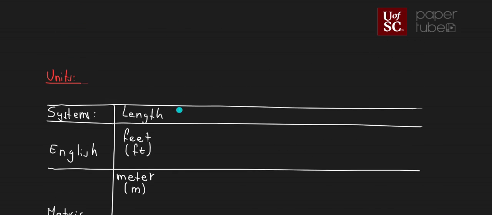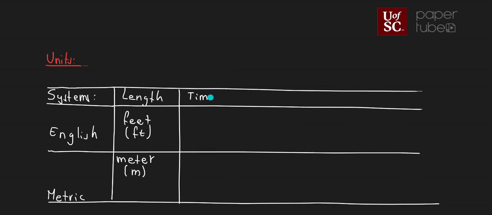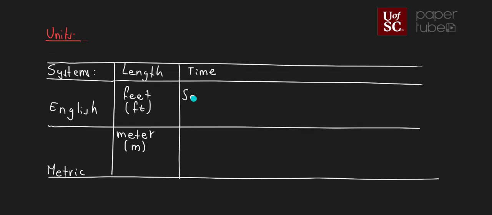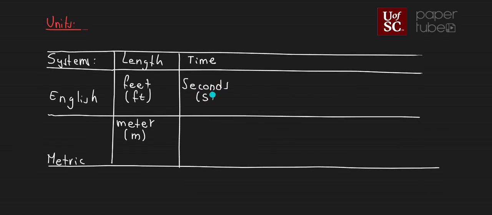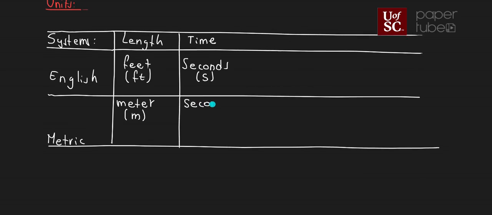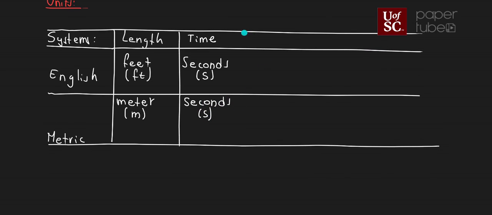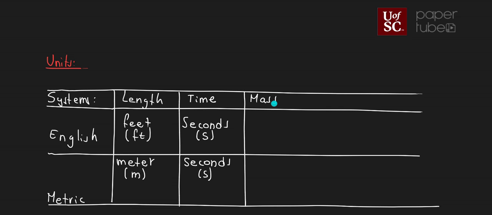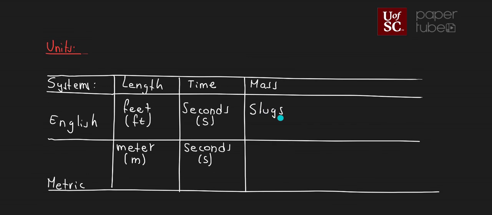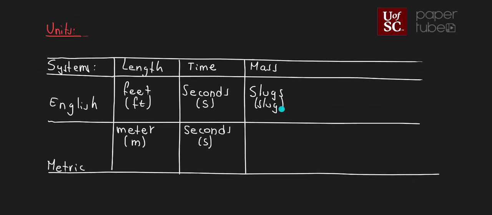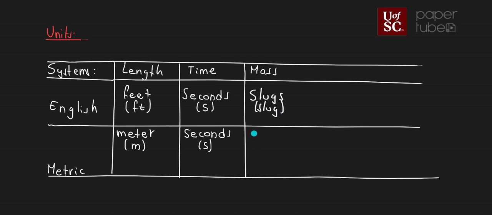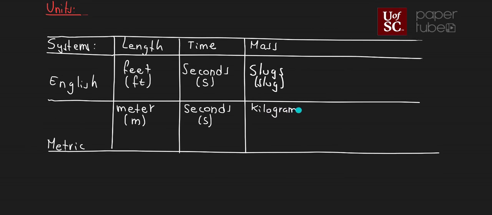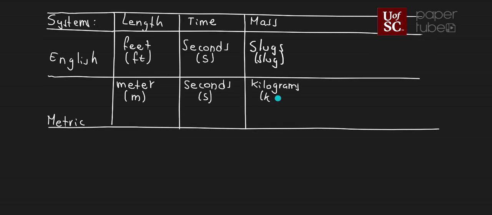When we look at time, we use seconds for both of them. And the short is going to be s. For mass, now in some cases you might have heard the use of pounds for mass. In reality, for the English system, we have slugs. And the short is actually just slug. And for the metric system, we're going to have kilograms. And the short version for this is kg.